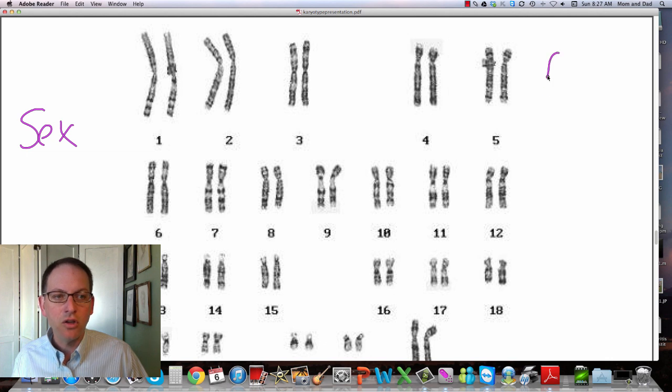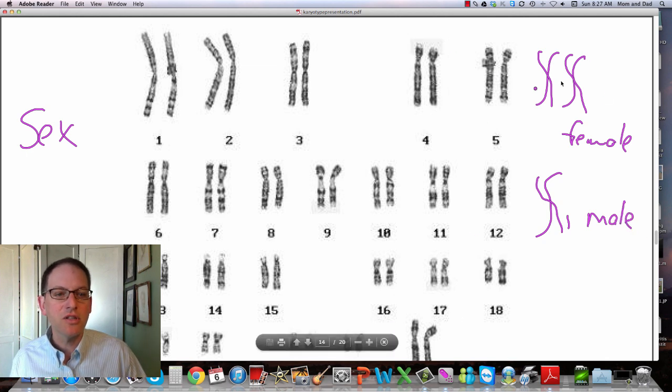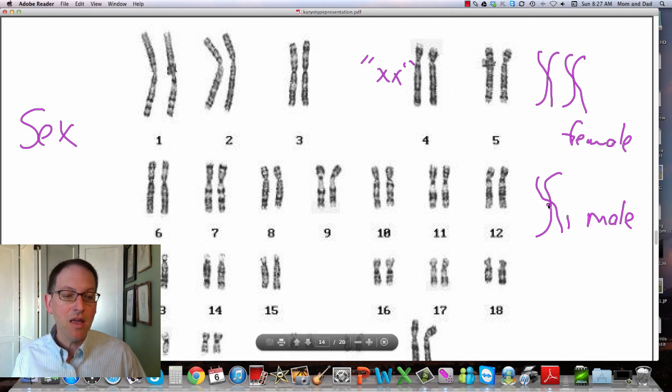If you have two really medium-sized chromosomes, like so, that's going to be a girl. That's going to be a female. If you have one that's relatively long, but one that's really short, that's going to be a male. Now, oftentimes, the female is called XX, and the male is called XY.